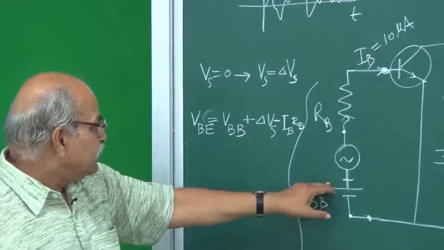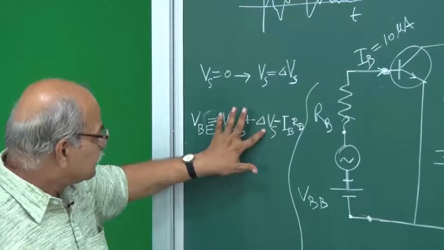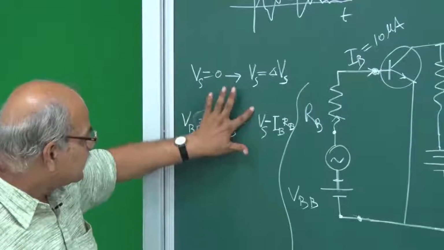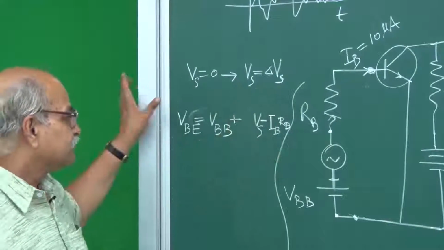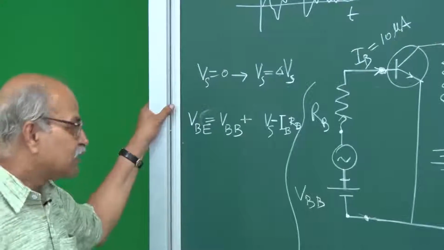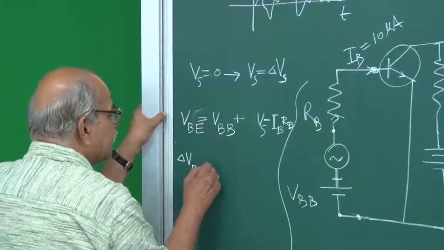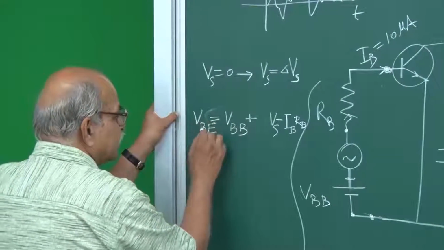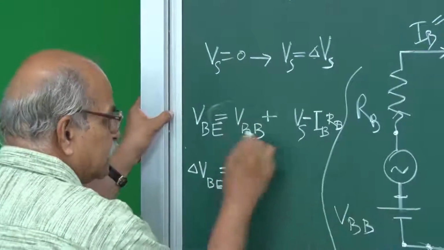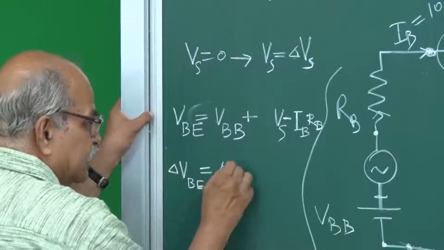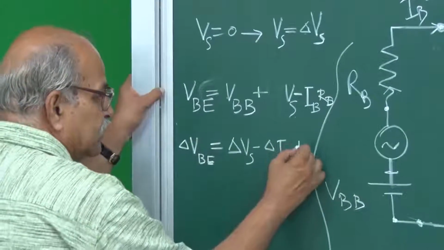So VBE is this VBB plus Vs. Let me write it for general time: VBB plus Vs and minus IB RB. This is at some time t. And then at t plus delta t, what happens? This delta VBE changes. We are interested in changes, remember, changes. So change delta VBE is equal to change in VBB, which is fixed, so 0, then delta Vs, and then minus change in IB, and RB is fixed.